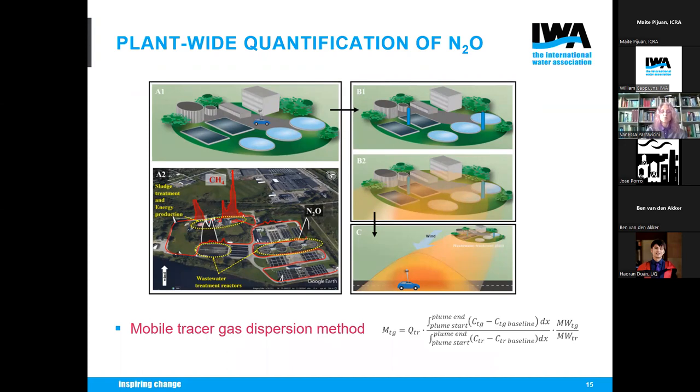One method for the plant-wide quantification that has already been applied at wastewater treatment plants is the mobile tracer gas dispersion method. This ground-based remote sensing method uses a controlled release of a tracer gas positioned at the plant, combined with measurements of atmospheric gas concentrations taken downwind of the target area, in this case, the wastewater treatment plant. So when the tracer gas is released at a constant rate from the emitting area, the N2O emission rate can then be calculated in real time by relating the measured plume transverse concentration of N2O and of the tracer gas. So for the measurement, you need a mobile measurement platform, usually a vehicle equipped with the analyzers and a global navigation satellite system for recording the measurement locations.